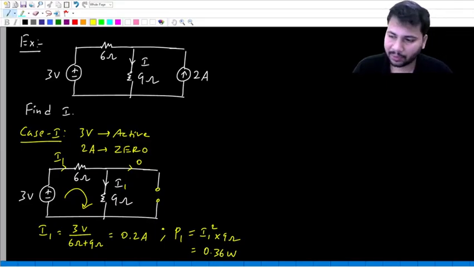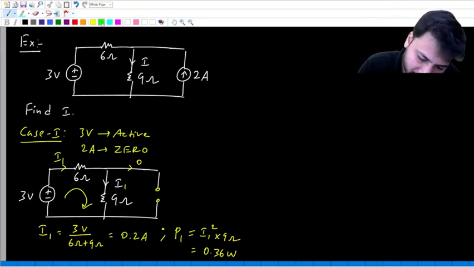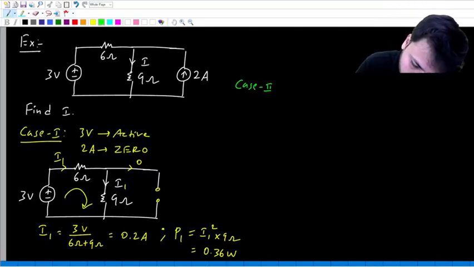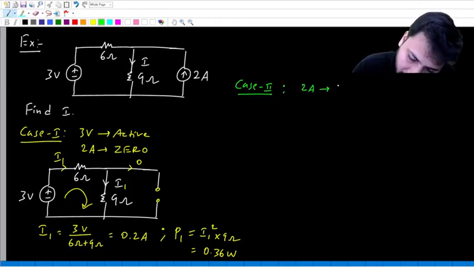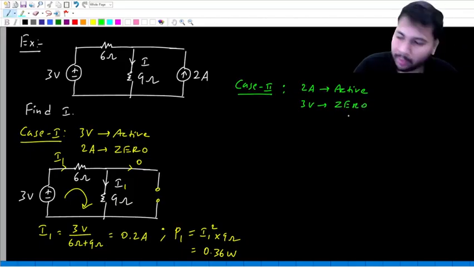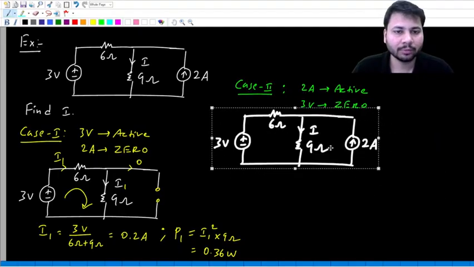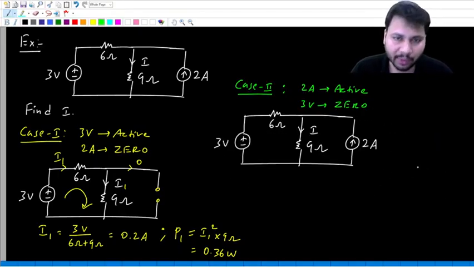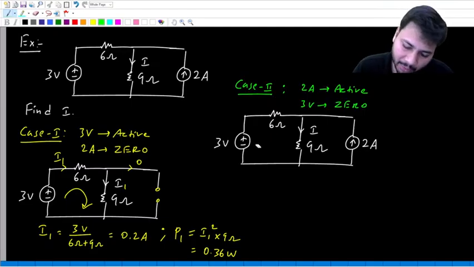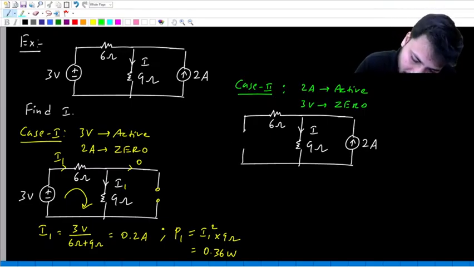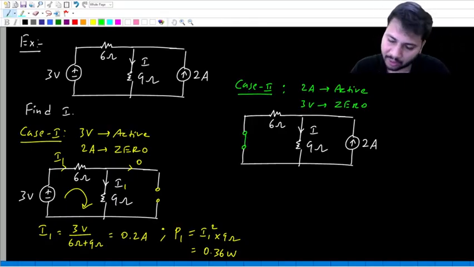Anyway, this is the first case. In the second case, the 2 ampere current source is going to be active, whereas the 3 volt source is going to be inactive or 0. Okay. So what will the circuit be for this case? 2 ampere current source active, but the 3 volt source becomes 0. That means this voltage source becomes 0. Okay.